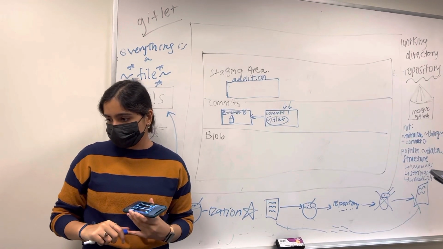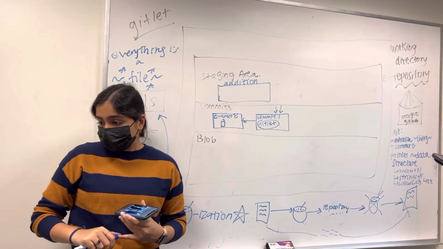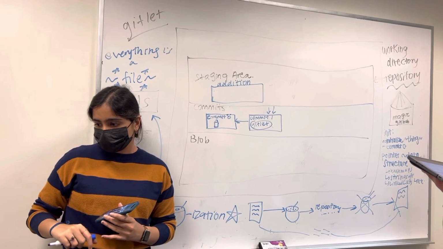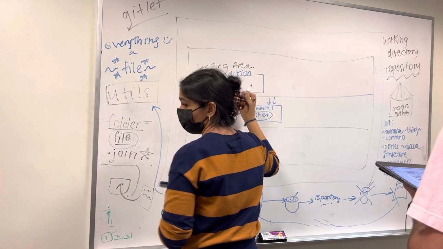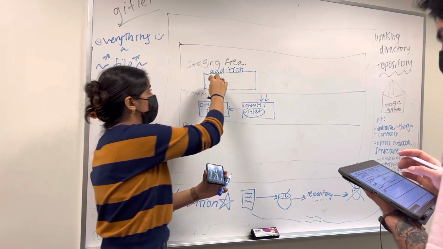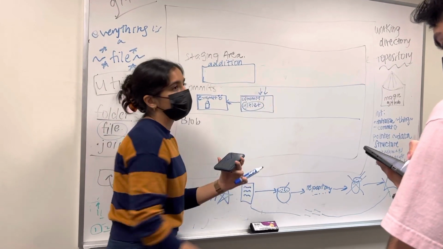For example, if I were to add lab 11, lab 12, and lab 13, and then commit all of them at the same time, you can do that. When I commit that, it'll essentially take everything here and move it to here.